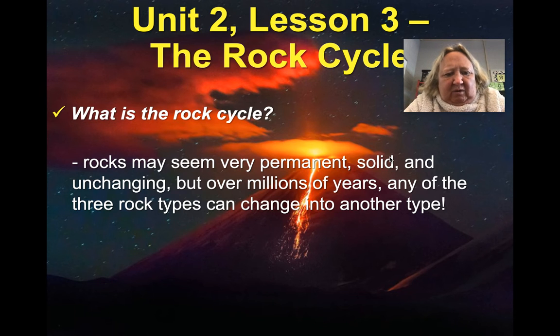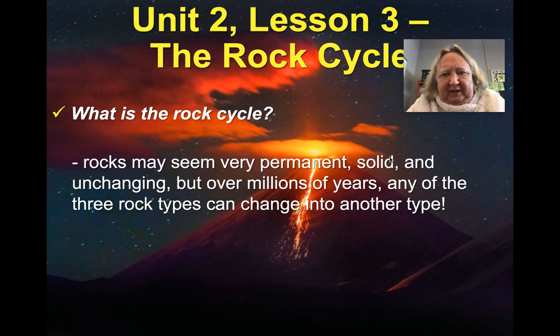One more thing here. Rocks can seem to be very permanent, solid, and unchanging, but they will change into any other type. Okay, we're going to stop here with this lesson. You have questions that go along with this. Please, if you need to, redo it to up your grade.